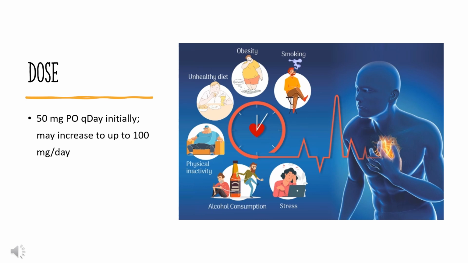Nephropathy in type 2 diabetes. Indicated for diabetic nephropathy with an elevated serum creatinine and proteinuria, urinary albumin to creatinine ratio greater than or equal to 300 mg per g, in patients with type 2 diabetes and a history of hypertension. 50 mg per day initially, may increase to up to 100 mg per day.